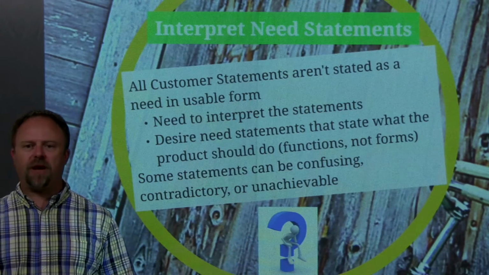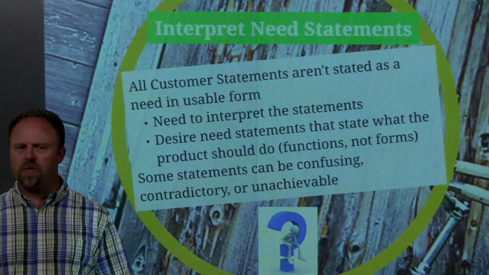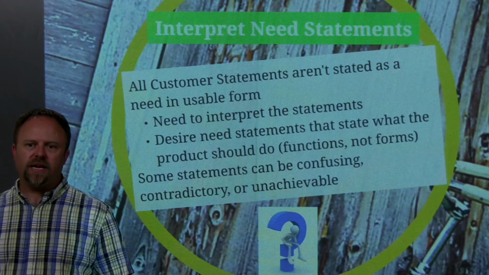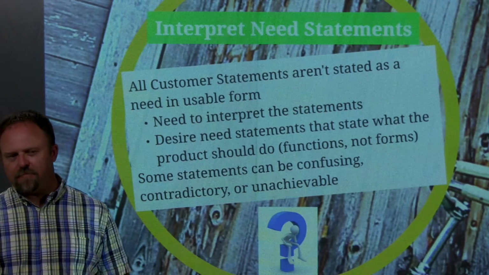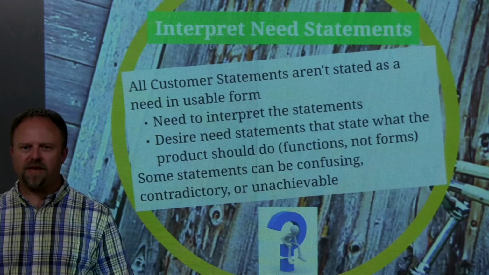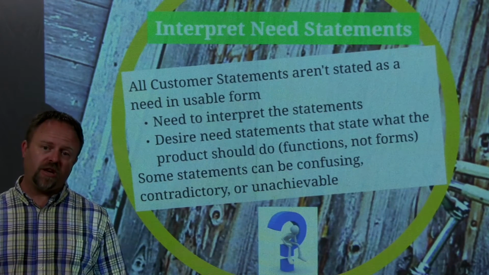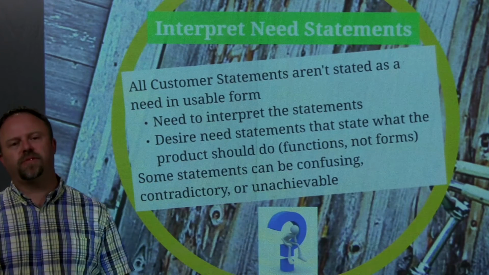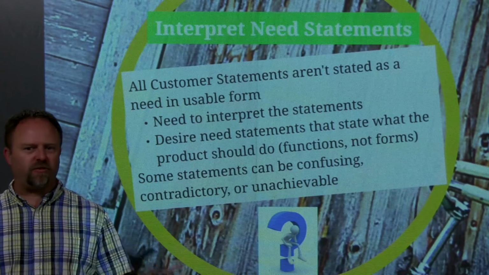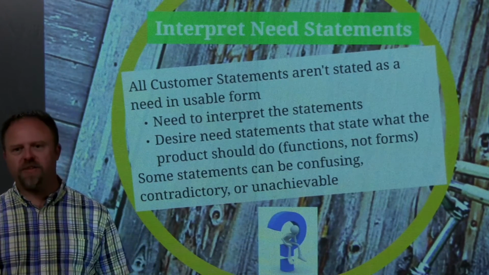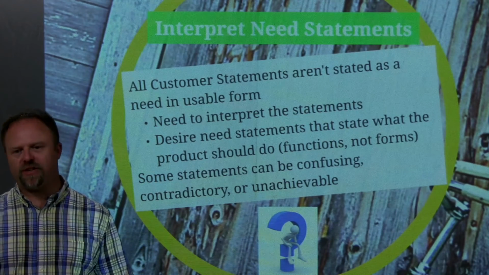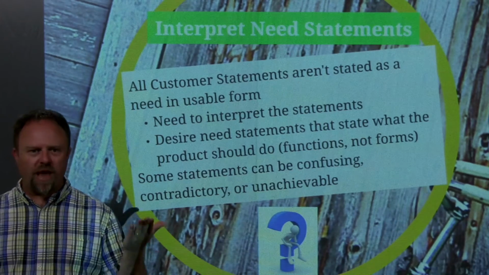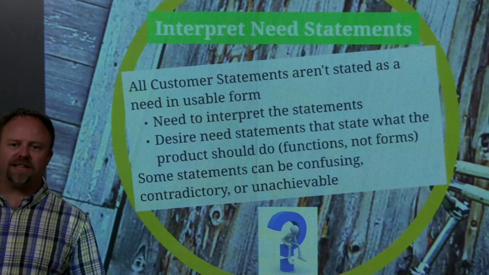Make it a statement about the function of the product, not the form or the actual design choices that you're going to make. Some of the statements can be a little confusing, might be hard to understand exactly what they meant. Some may be contradictory to each other, and some of them might be unachievable. They want all kinds of features, and they don't want it to cost anything. So some of them might be a little contradictory to each other. But we, as engineers, have to do our best in weighing those options and coming up with the best design in the end.